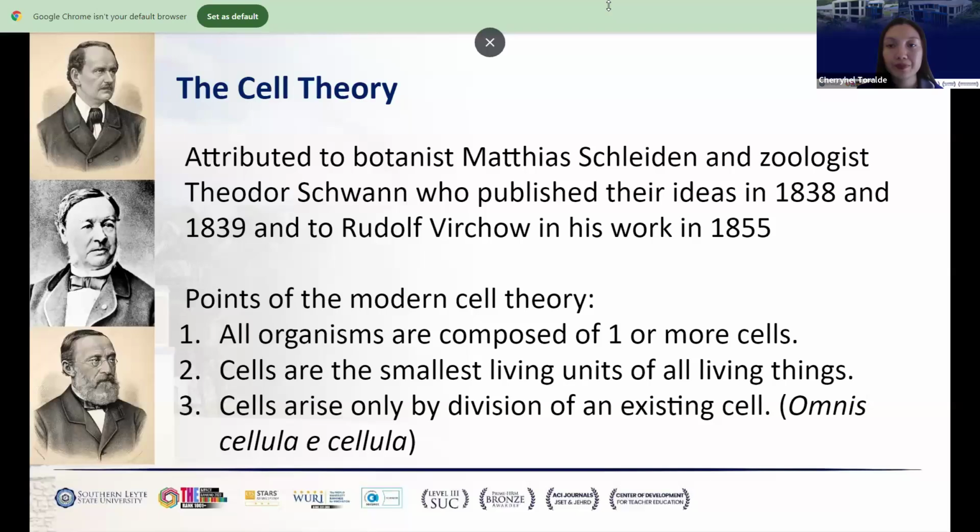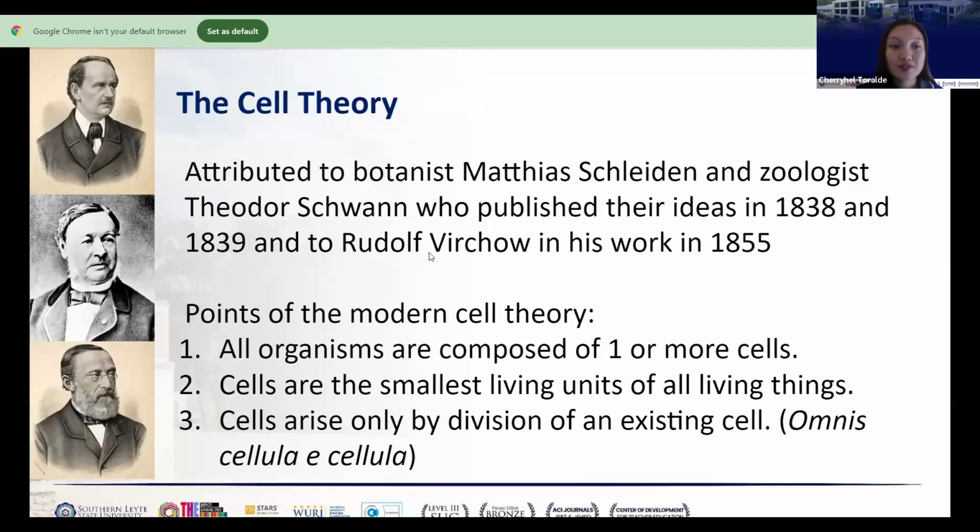Okay. From that discovery of the cells, especially the living ones, three different prominent minds during the 1800s conceptualized the cell theory. So the cell theory is actually attributed to the botanist Matthias Schleiden, the zoologist Theodor Schwann, and also to Rudolf Virchow.